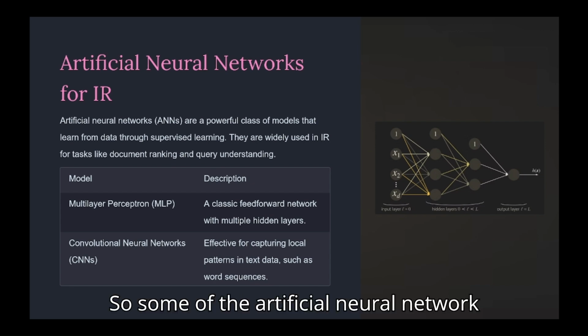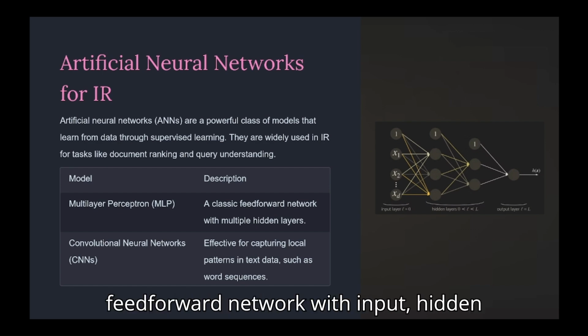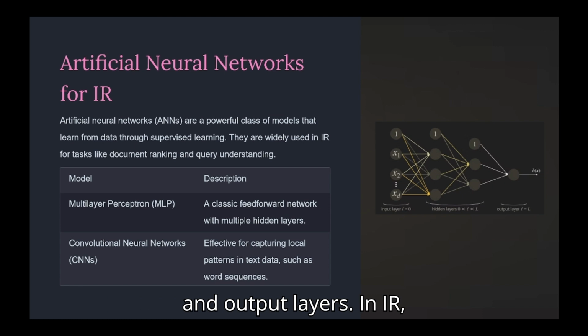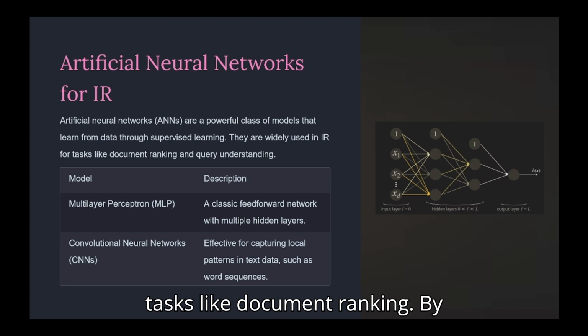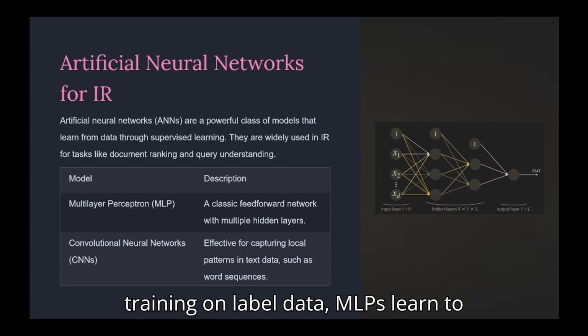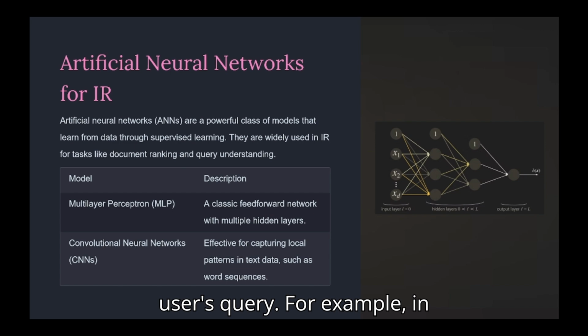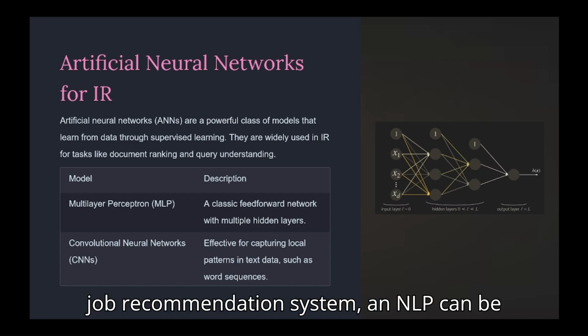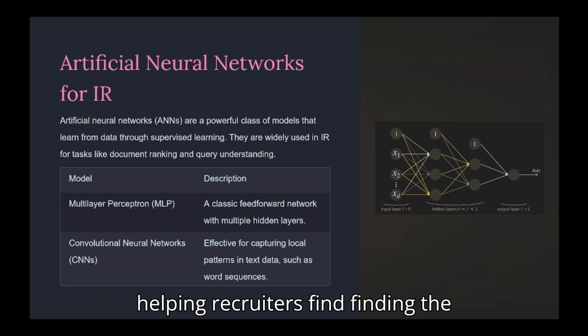Some of the artificial neural network models include the multi-layer perceptron, a basic form of ANN used in IR. This is a feed-forward network with input, hidden, and output layers. In IR, multi-layer perceptrons are used for tasks like document ranking. By training on labeled data, MLPs learn to rank documents based on relevance to a user's query. For example, in a job recommendation system, an MLP can be trained to rank candidates based on keyword matching and relevance scores, helping recruiters find the best match.